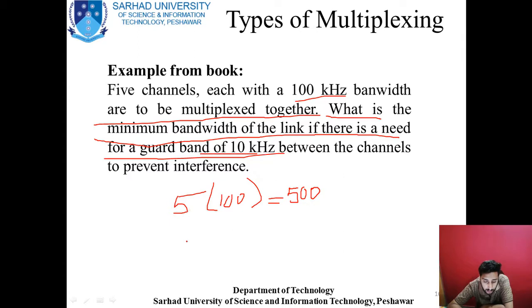So you know that between 5 users, 1, 2, 3, 4, 5, there are basically 4 guard bands: 1 guard band, 2 guard bands, 3 guard bands, and 4 guard bands. Do you see that? And each guard band is of 10 kilohertz. So you have to allocate 10 times 4 also.